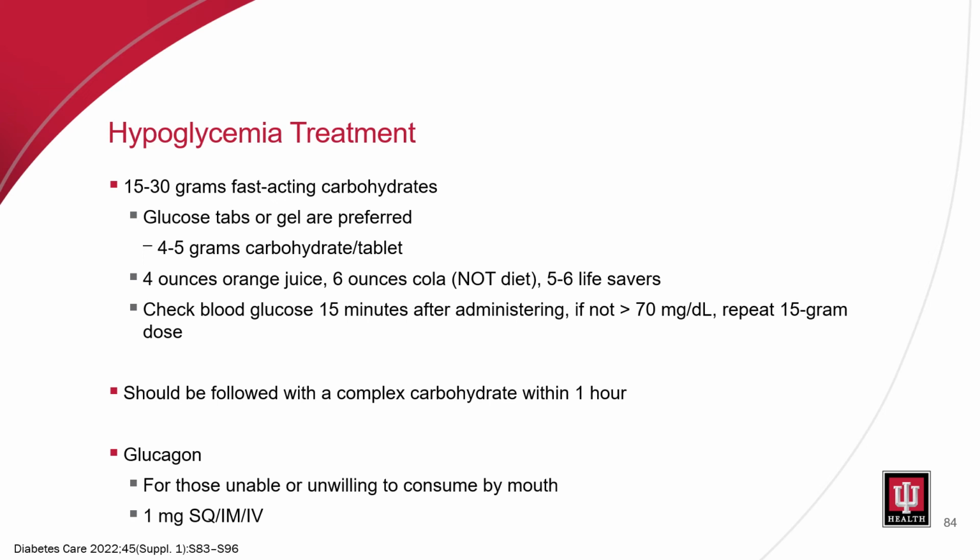If they don't have pure glucose on their person, they can use 4 ounces of orange juice, 6 ounces of cola, making sure that it's not diet, as this will not provide the same benefit, or 5 to 6 lifesaver candies. This hypoglycemia acute treatment should be followed with a complex carbohydrate within 1 hour. So if it's not lunchtime yet, they would need a snack in order to hold them over until lunch. And then we utilize glucagon for those that are unable or unwilling to consume any sorts of treatment for their hypoglycemia by mouth. And the dose for this is 1 milligram subcutaneous, intramuscular, or intravenous.